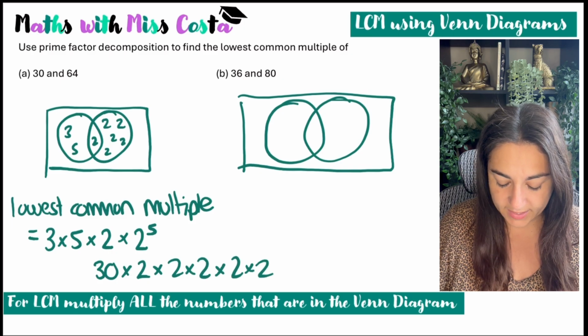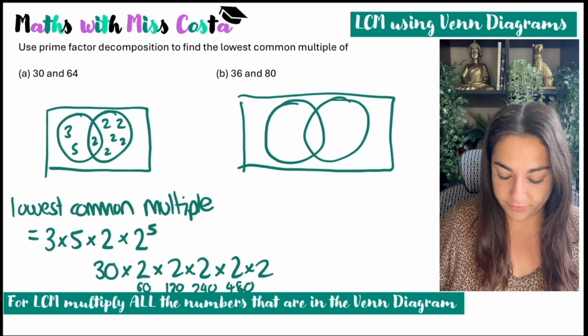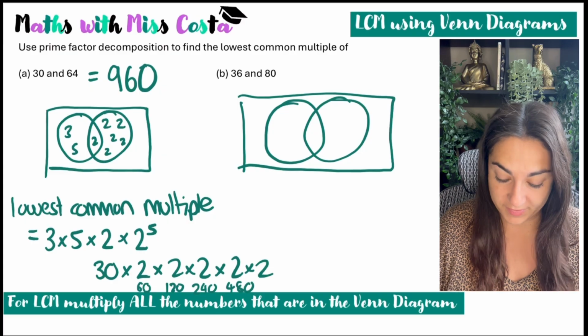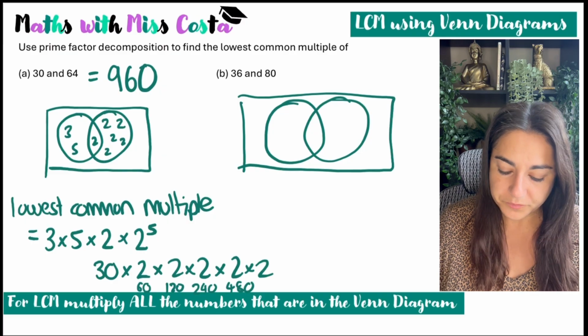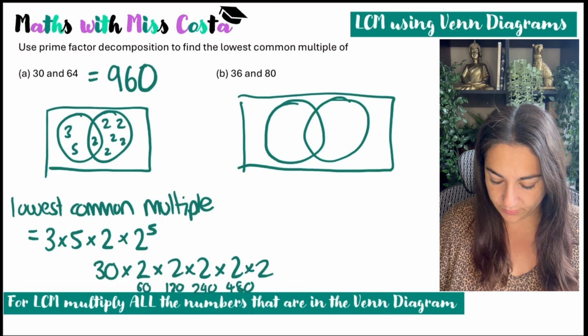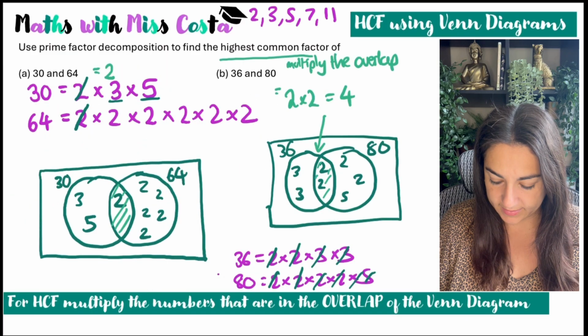So 30 times 2 is 60. 60 times 2 is 120. 120 times 2 is 240. 240 times 2 is 480. And 480 times 2 is 960. Okay, so that's what we'd do for that. And then let's do the same for our next one. So we had 3322 and 225.